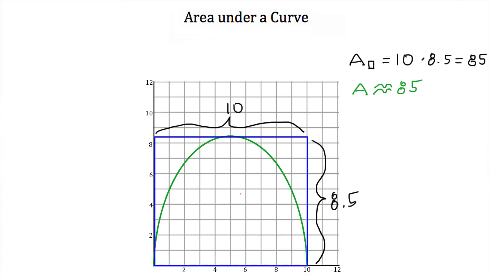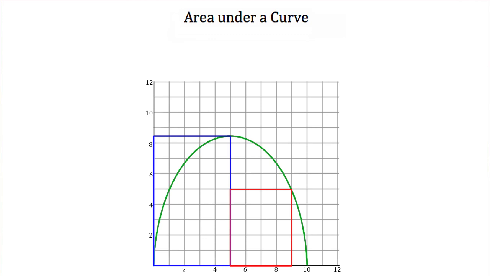Now, unfortunately, this estimation that we've done is not a very good estimation. Notice that there's all this area here and here that's included in the area of the rectangle, but it's not part of the area of this parabola. So this estimation, where the area underneath this parabola is equal to 85, is a little bit high. I'd actually say that the area under this parabola is less than 85. So how do we get a better estimation?